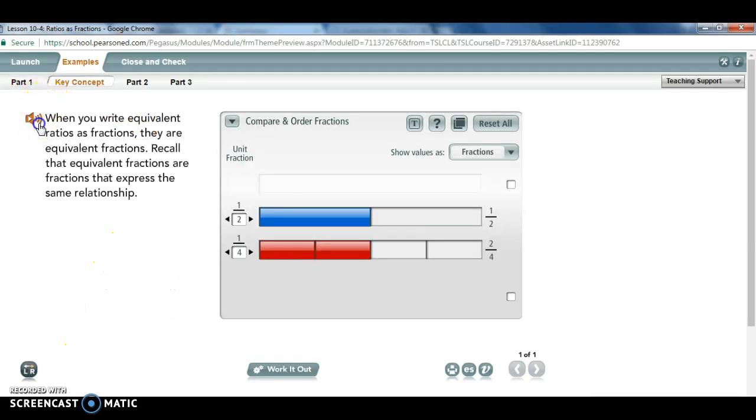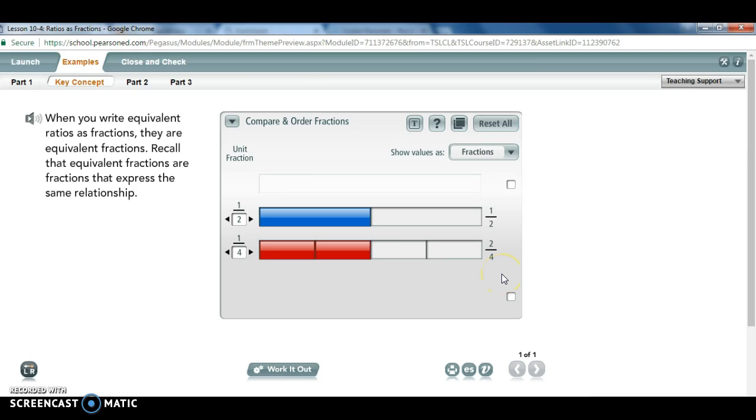Here's the key concept. When you write equivalent ratios as fractions, they are equivalent fractions. Recall that equivalent fractions are fractions that express the same relationship. So even this right here is telling you that 1/2 is equivalent to 2/4. My blue and my red area are showing me that I have the exact amount, even though this is split up into fourths and this is split up into halves. So one of these equals two of these, 1/2 equals 2/4.